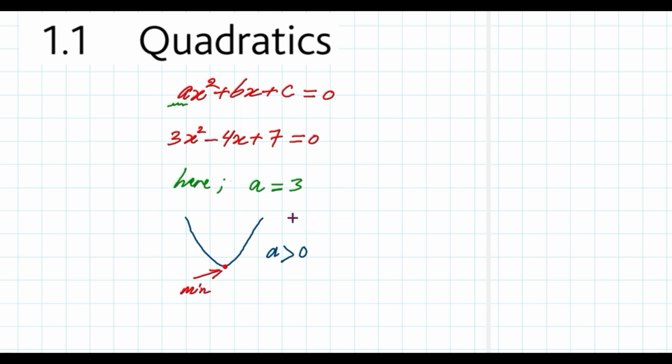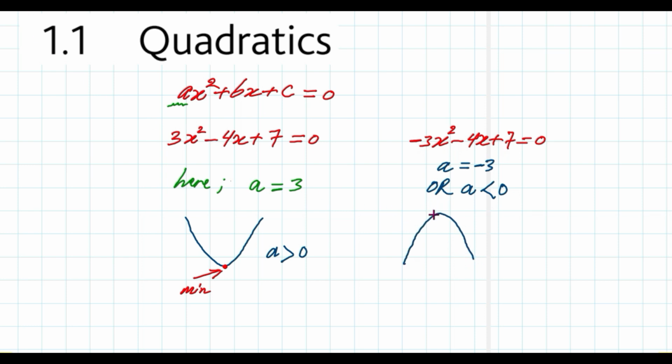And if the leading coefficient is negative, for example, if we have the quadratic equation negative 3x squared minus 4x plus 7 equals 0, you see that here the leading coefficient is negative. That means a is negative 3, or you can say that a is less than 0. It's below 0, that's why it's negative. When it's below 0, and we sketch the curve for this quadratic equation, then we get a concave down shape. And in this situation, the vertex here represents the maximum point for the curve, or the maximum point for the function.